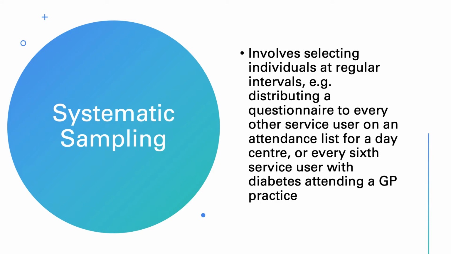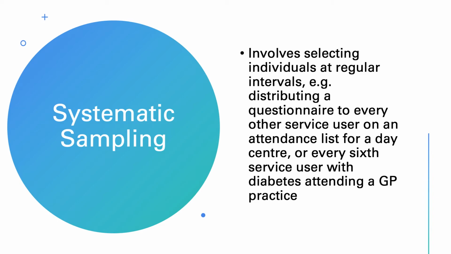Okay, systematic sampling involves selecting individuals at regular intervals. Imagine you're outside a health and social care centre and you distribute questionnaires to every other service user who's attending that clinic. There might be 20 people who've attended that clinic and you've given a questionnaire to every other person, so you would have given a questionnaire out to 10 people. Or you might do it every sixth person, or every fifth person, or every tenth person. So that is your system.